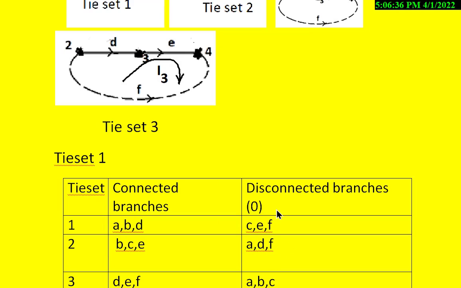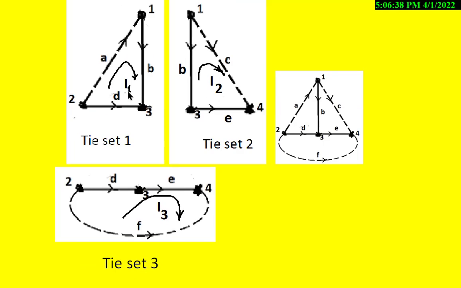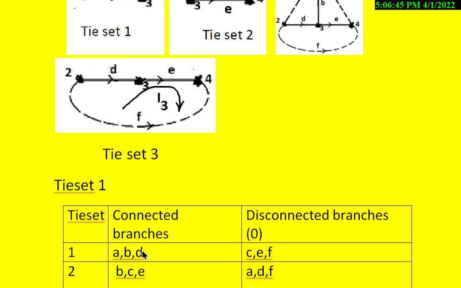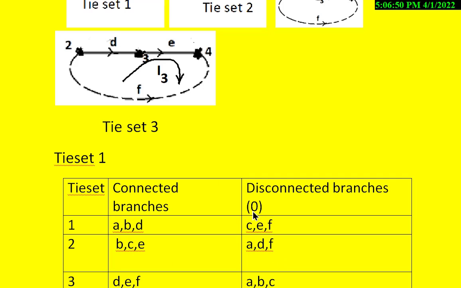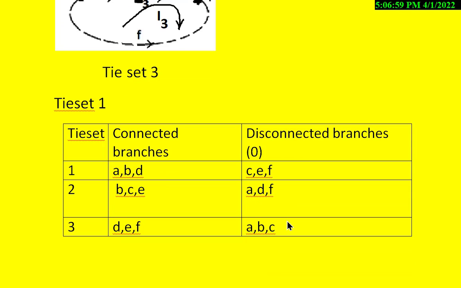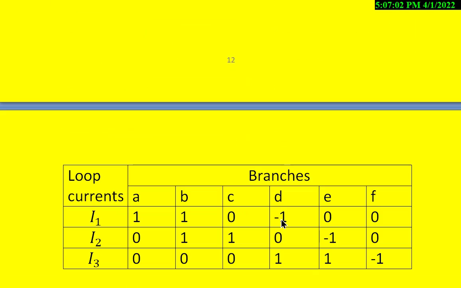Make the table like this. Similarly, for the first Tieset, the elements connected are A, B, D with loop 1, that is A, B, D. Then the unconnected elements are C, E, F. For all disconnected branches to the corresponding loop, treat their values as 0 in the matrix. So let us write the loop equation, or the matrix. This is called the Tieset matrix.